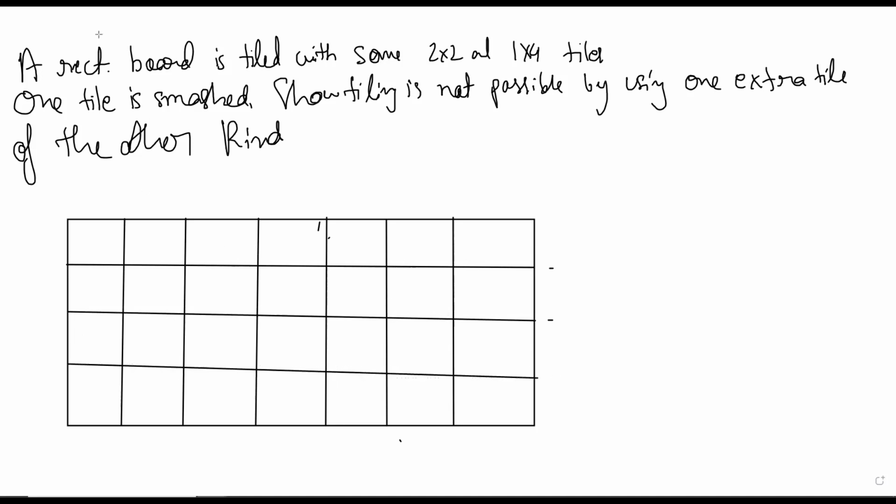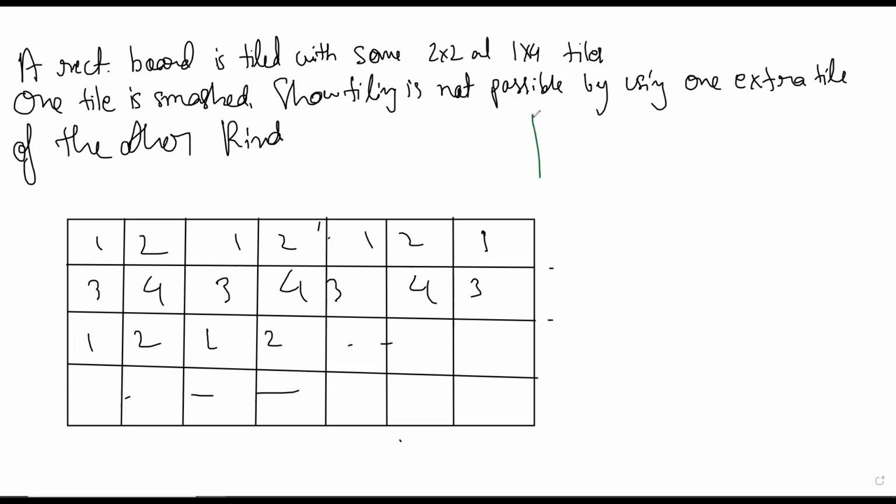Like this, and we're just writing everything again, and so on. Okay. Now let us say that we have A 2 by 2 tiles. Okay. And we have B 1 cross 4 tiles. Okay. Initially.